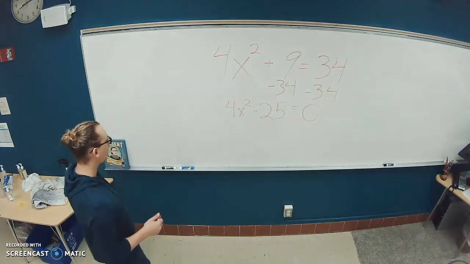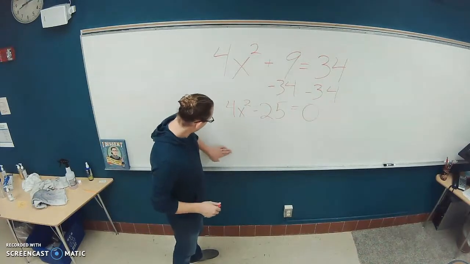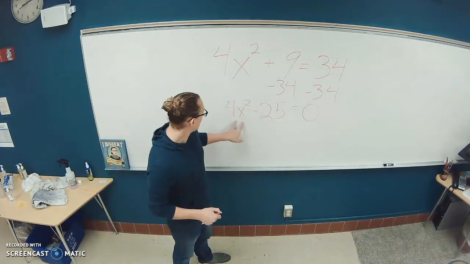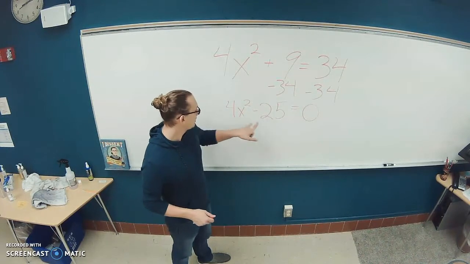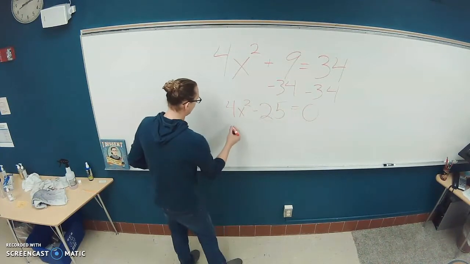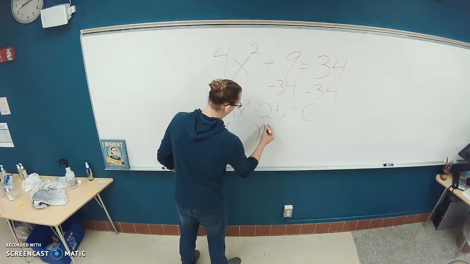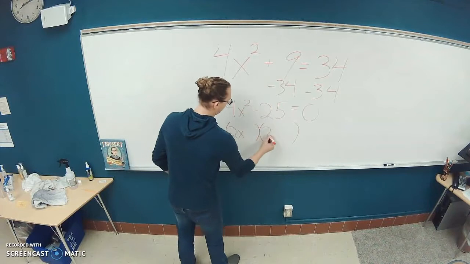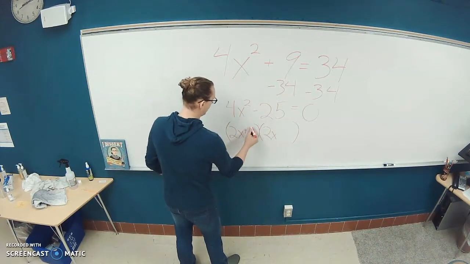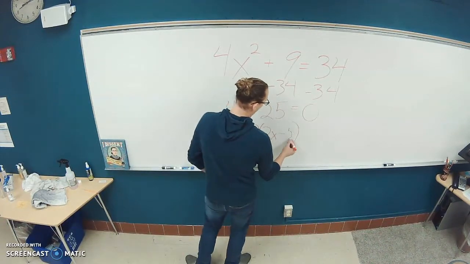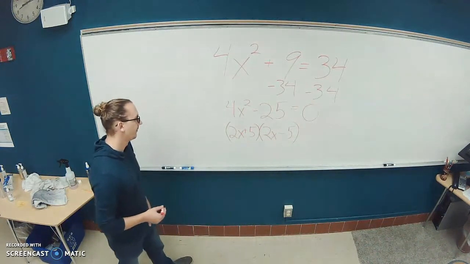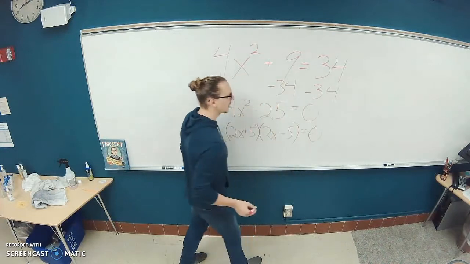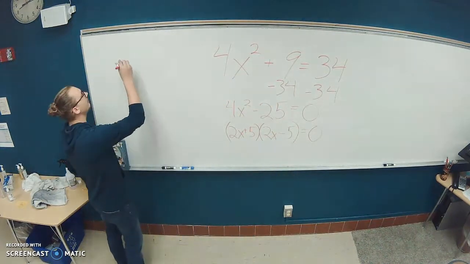Okay? Now hopefully you notice that this is a difference of squares. The square root here is 2x, the square root here is 5. So this is a pretty easy thing to factor. Both square roots, and then plus or minus the other square root. Okay, that's still equal to 0. I'm going to move over here and just rewrite both of those equations.